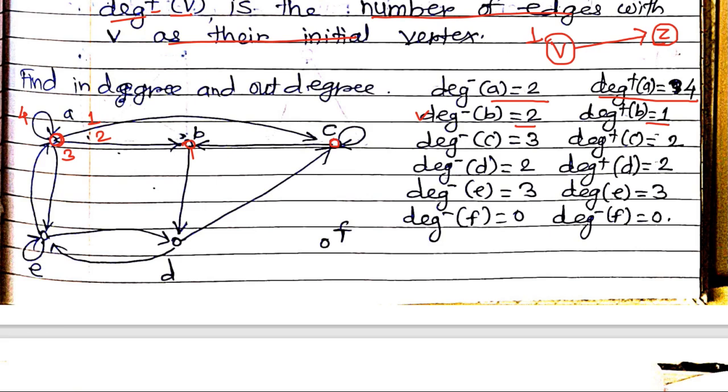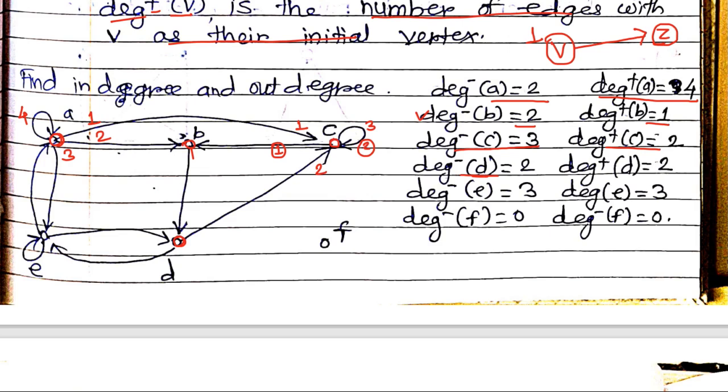Now take the example of c. How many edges are coming in? The first one is coming, the second one is coming, and third, this loop is coming. So the in degree of c is 3 and the out degree of c is 2, because this one is outgoing and the loop is the second one. Now the in degree for vertex D. Here is vertex D. How many edges are coming towards vertex D? There are two, 1, 2.